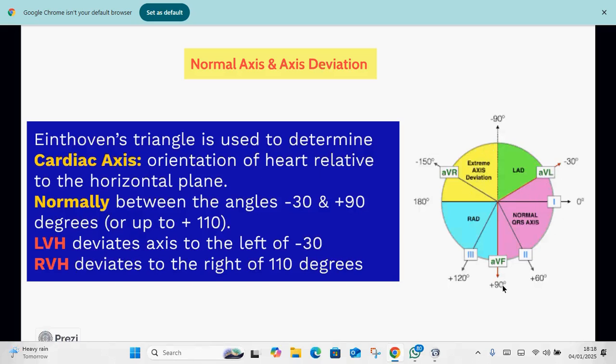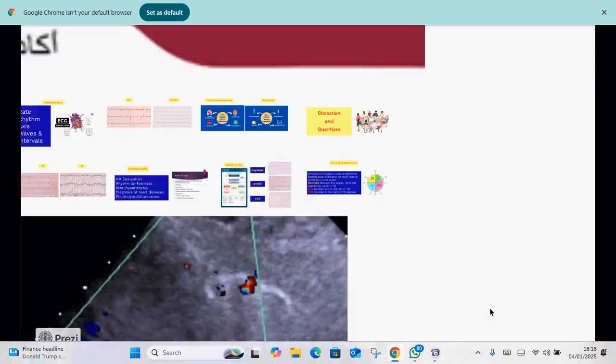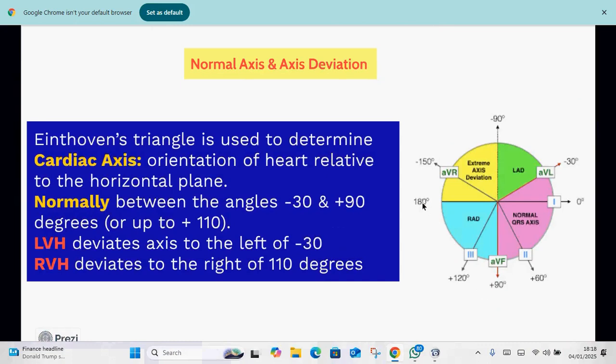So minus 30 to 90, or up to 110, is normal axis. Between minus 30 and minus 90 is left axis deviation. Between 90 and 180 is right axis deviation. Between 180 and minus 90, the yellow area, is called extreme axis deviation. I want a volunteer to tell me about the axis deviation.